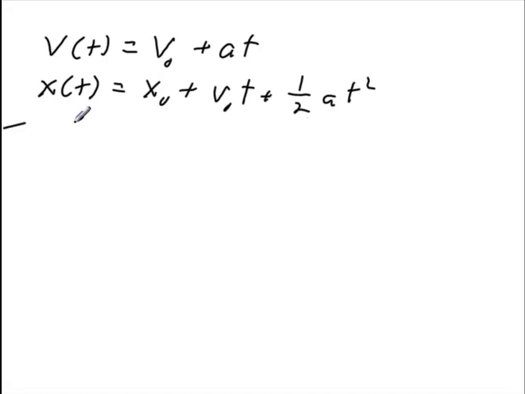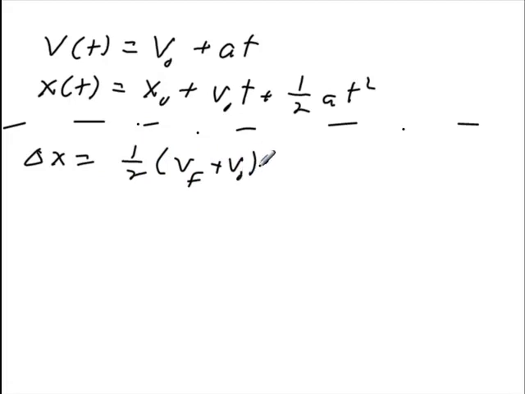A couple other equations which may be useful and can all be derived from these ones are that delta x is equal to 1/2 times v final plus v initial times time, or that v squared equals v initial squared plus 2a delta x.